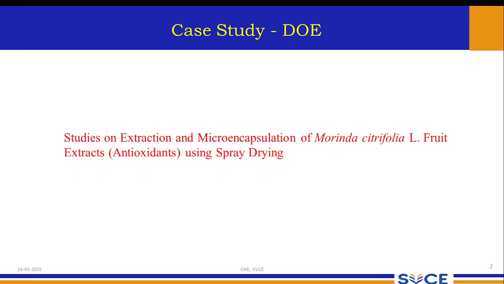Because this fruit is available mostly in Southeast Asian countries, it has a high antioxidant potential. So, to extract these bioactive components by means of supercritical fluid extraction and the hot water extraction bath, after it has been extracted, it has been subjected to spray drying technique to obtain it in powder form.